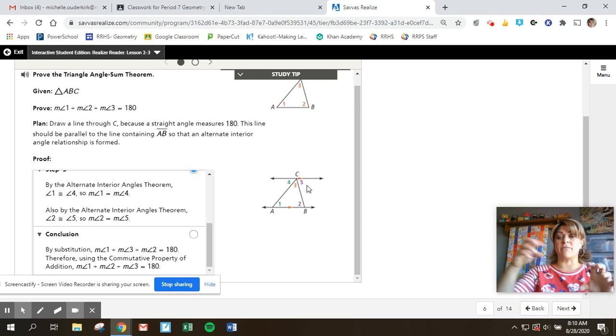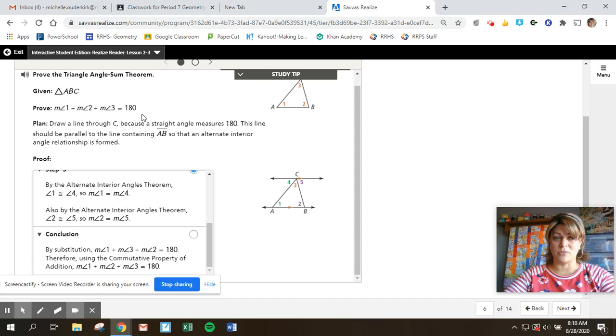When I replace something of equal value, there's a name for that. That's called substitution. So you can substitute 1 for 4 and 2 for 5, and you would have angle 1 plus 3 plus 2 equals 180. So if you look here, here's all the math and all the steps I just explained. If we go back to what we're trying to prove, we are trying to prove that angles 1, 2, and 3 equal 180.